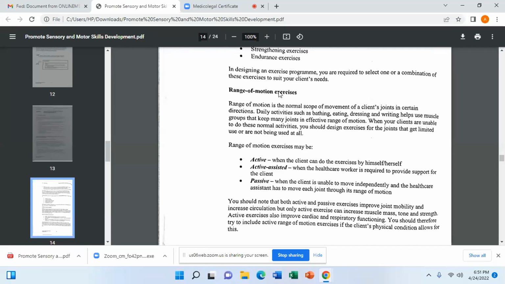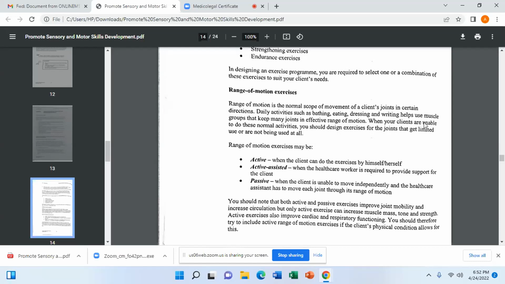So when we look at range of motion exercise, it is the normal scope of movements of the client. You know your joints do a certain movement, right? So your knees would bend and straighten. Your shoulder can go round or up and down and forward or backwards. Your hip can go to the side, forward, backwards, or across the leg. Those are what we call range of motion. You just basically try to pinpoint what the different joints can do, right? And you just try to do the exercise for those.